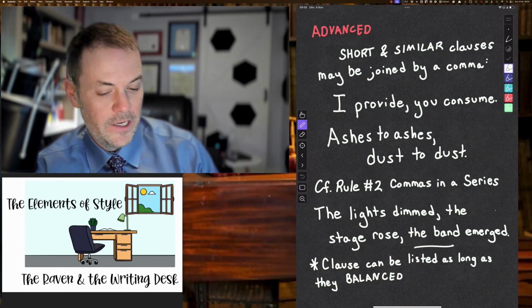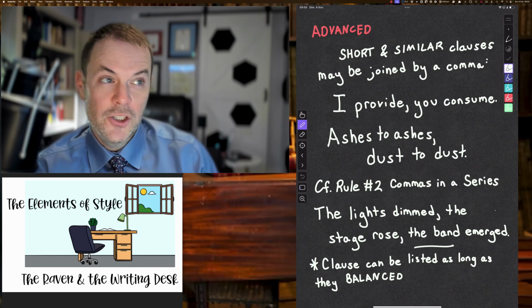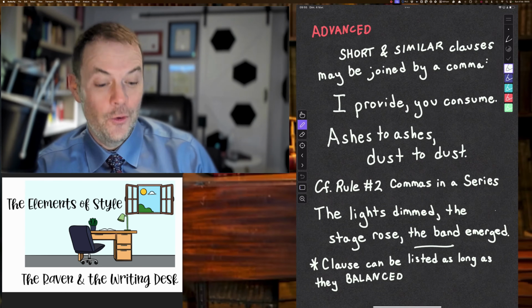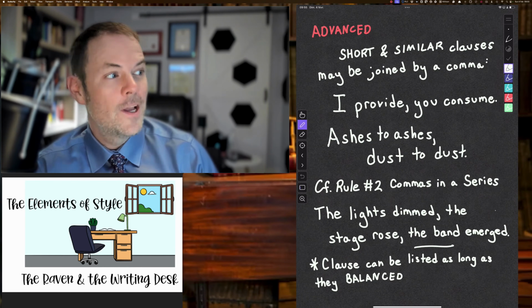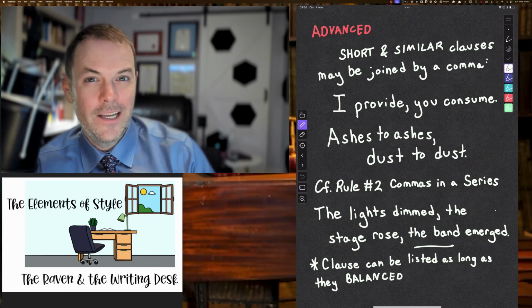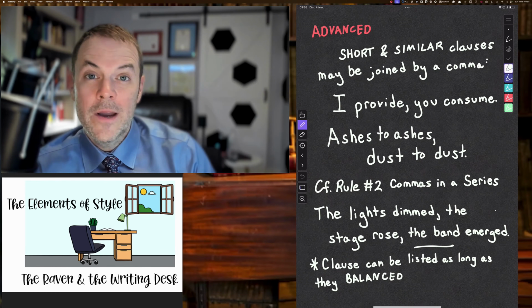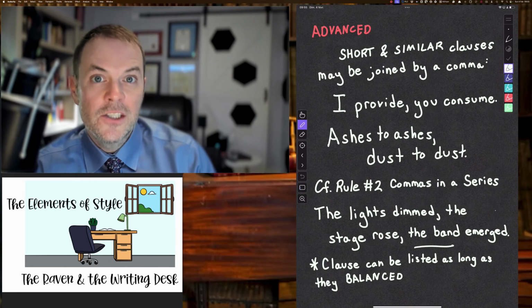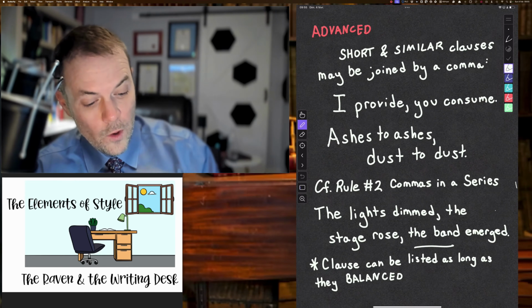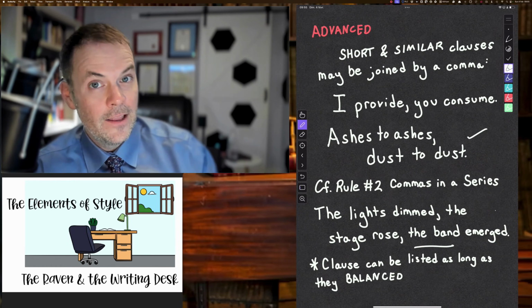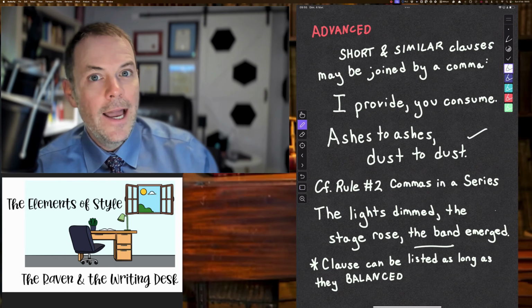Another advanced point, and this would be an exception to the rule. Short and similar clauses may be joined by a comma. So just in the face of this rule, these small independent clauses are saying, no, I think we're going to take a comma. And you'll learn them in practice. I provide, you consume. Ashes to ashes, dust to dust. That is a really well-known English expression. And again, because of the comma here, it's actually violating rule number 5, but elements of style.